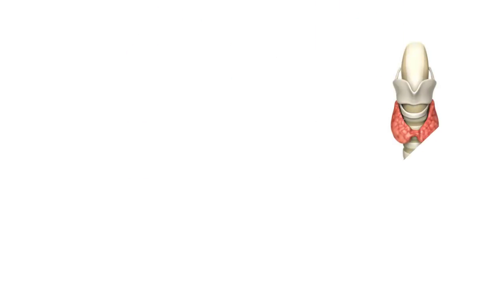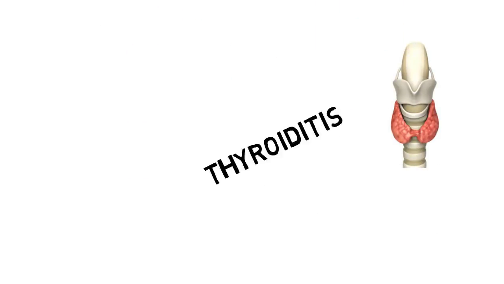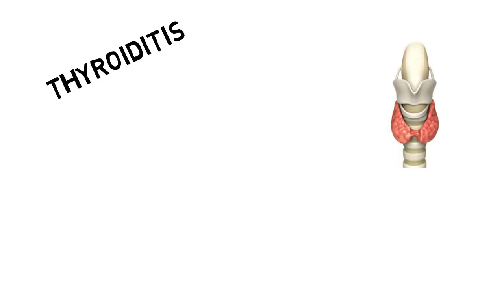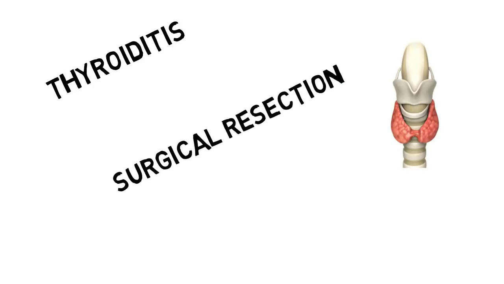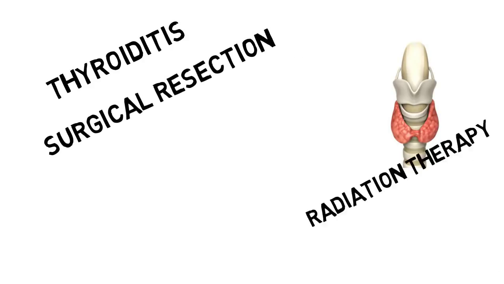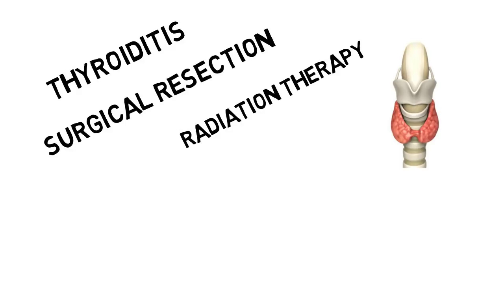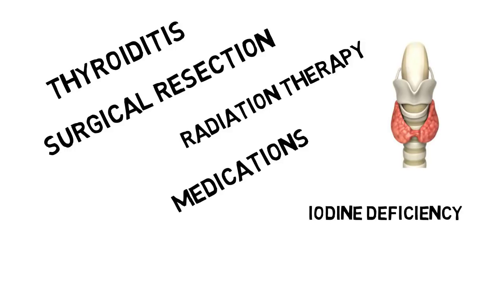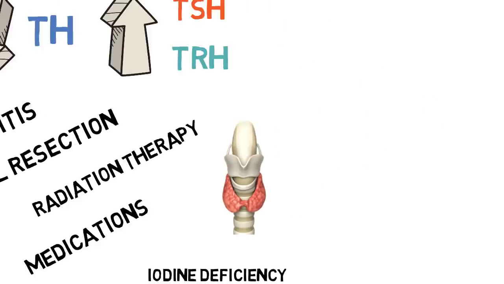Primary hypothyroidism is seen in autoimmune thyroiditis, also known as Hashimoto's disease, iatrogenic loss of thyroid tissue after surgical resection, or radioactive treatment for hyperthyroidism, head and neck radiation therapy, and medications or endemic iodine deficiency.